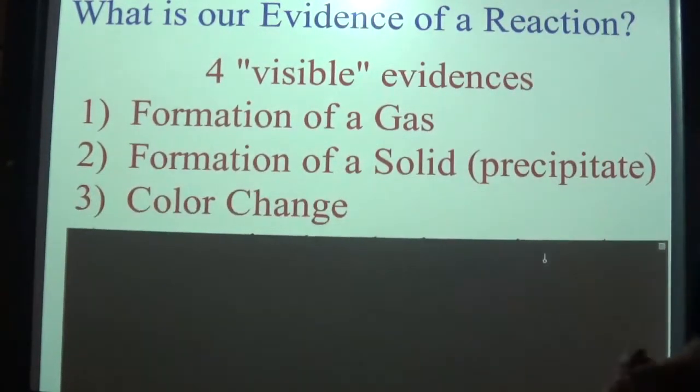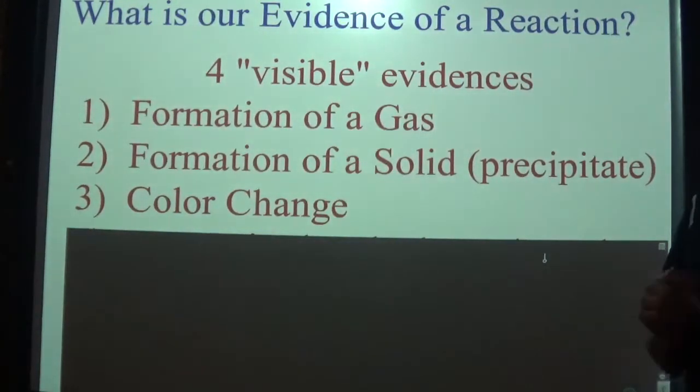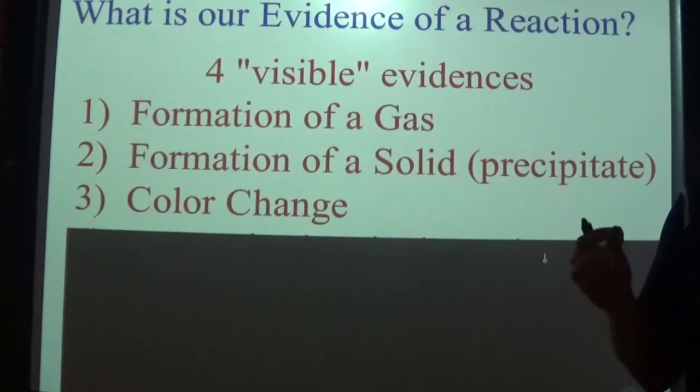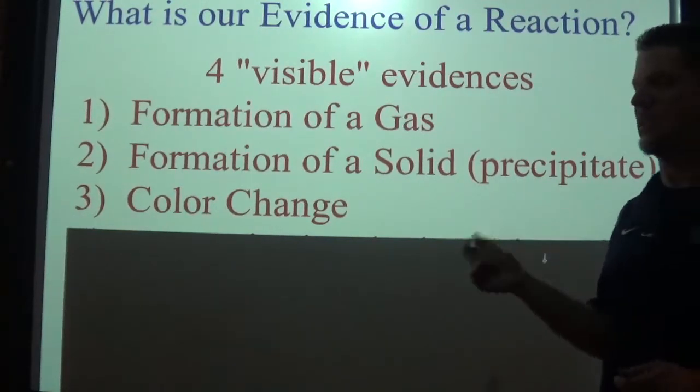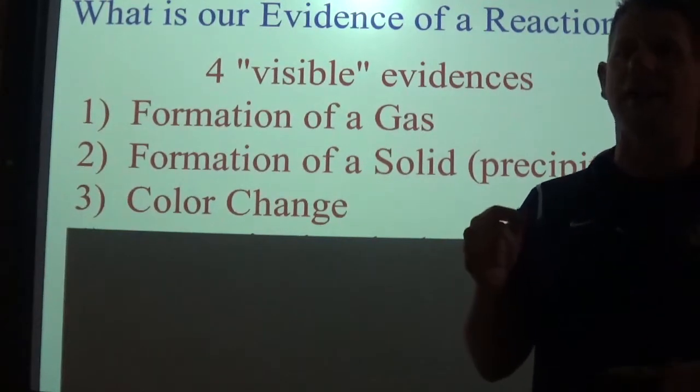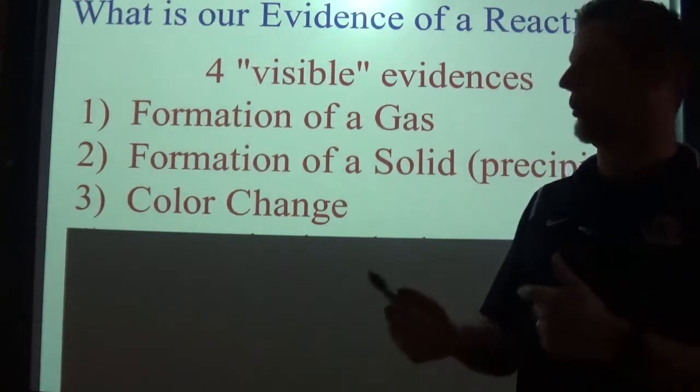The third visible evidence is a color change. Now this is also very tricky. Just adding food coloring isn't a color change. That's not what we're talking about. What we mean here is like you take a piece of paper and you burn it and it turns black. Or you take 2 chemicals that are clear solutions, you pour them together and it turns yellow. Things like that. That's the type of color change. A non-expected color change is what we're looking at there.